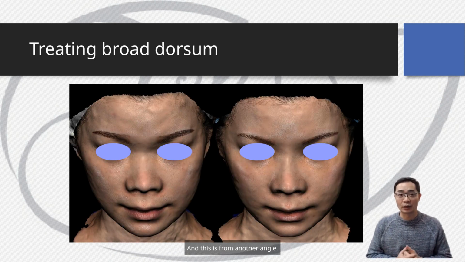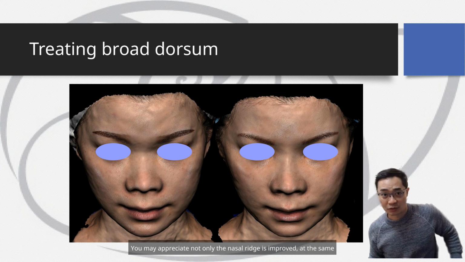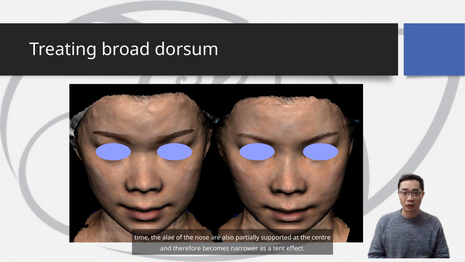And this is from another angle. You may appreciate not only the nasal ridge is improved, at the same time, the alae of the nose are also partially supported at the center and therefore becomes narrower as a tent effect.